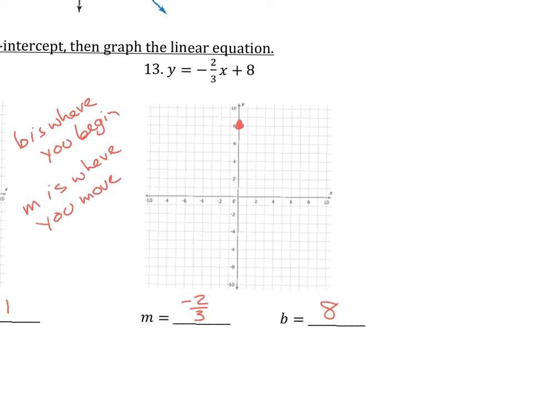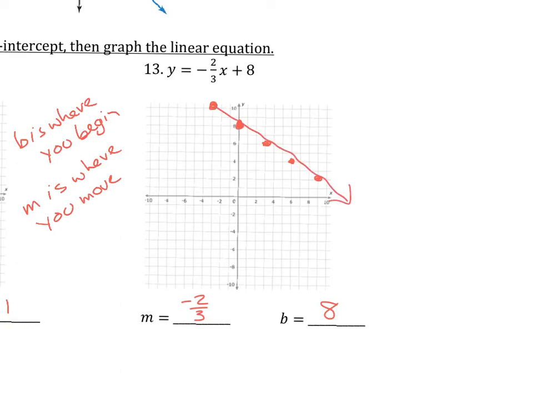So that's telling me, since the top number is negative, that's telling me to go down 2 over 1, 2, 3. Down 2 over 1, 2, 3. You could also go the opposite direction, up 2 and left 1, 2, 3. Okay.